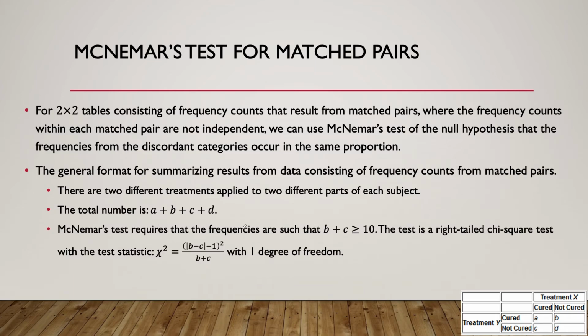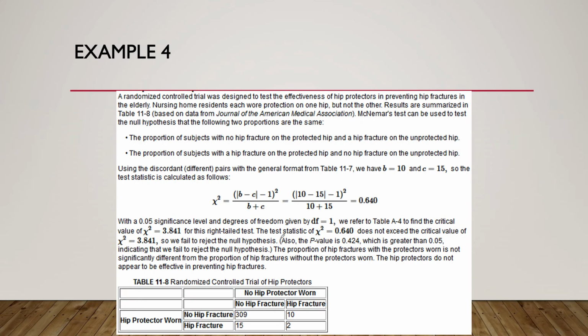McNemar's test requires that the frequencies are such that B plus C is greater than or equal to 10. The test is a right-tailed chi-squared test with the test statistic of chi-squared equal to the absolute value of B minus C, minus 1, squared, divided by B plus C, with 1 degree of freedom. So, for example, a randomized controlled trial was designed to test the effectiveness of hip protectors in preventing hip fractures in the elderly. Nursing home residents each wore protection on one hip, but not the other. The results are summarized down here in this table.